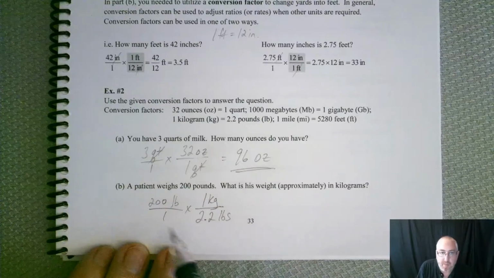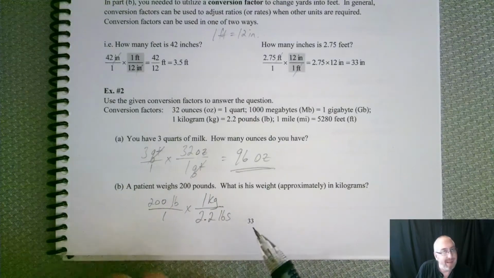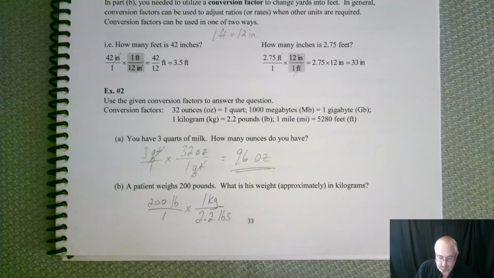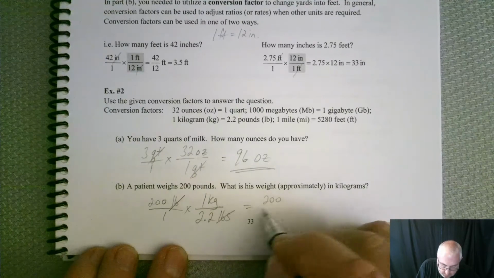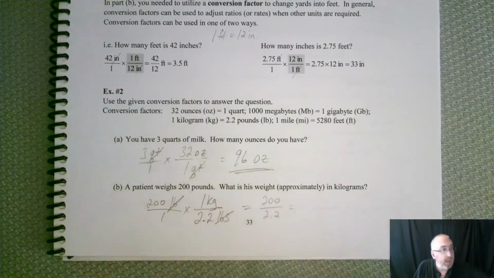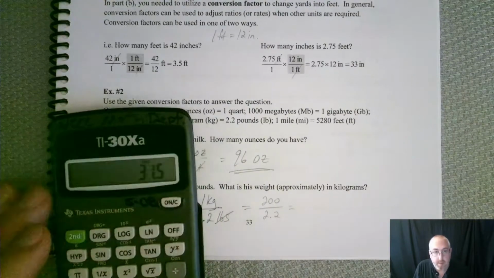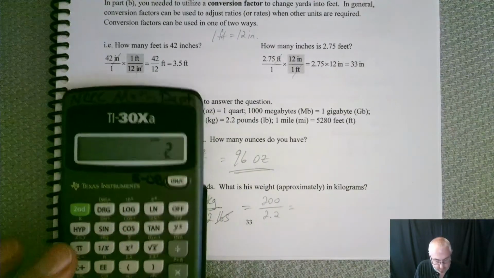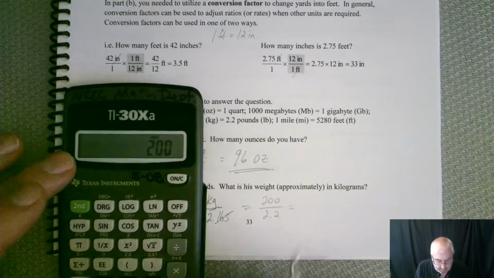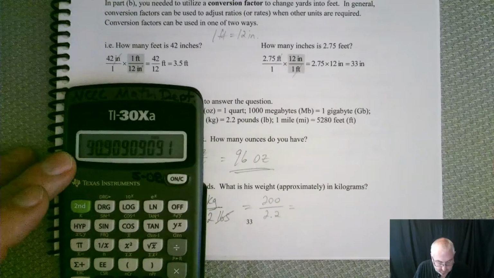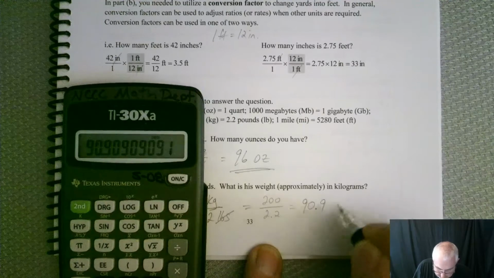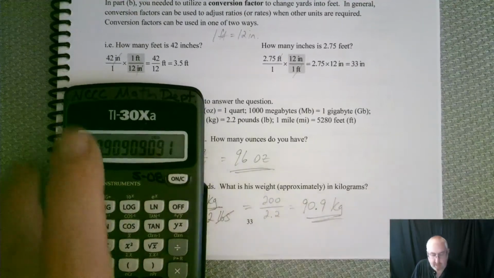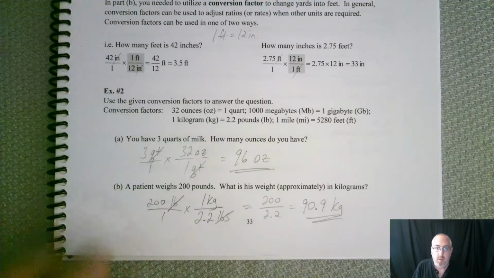A common mistake is people think, oh, I always have to multiply the numbers together. Not necessarily. Sometimes you have to divide them. And that's what's going to happen here. So the pounds cancel. So we've got to divide 200 divided by 2.2. And let's see what that gives us. 200 divided by 2.2. 90.9. So we can round that. And then don't forget your units. So 90.9 kilograms. All right. Let's see what we've got on the next page.